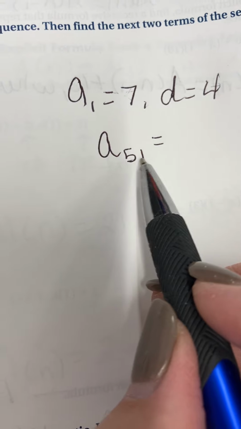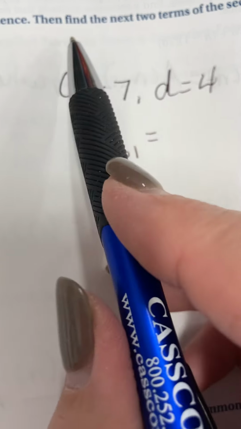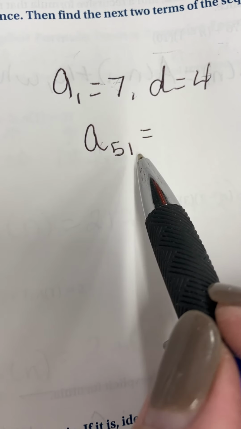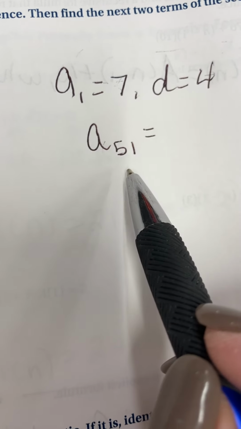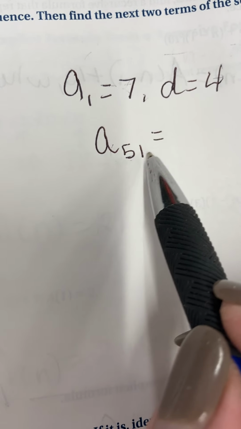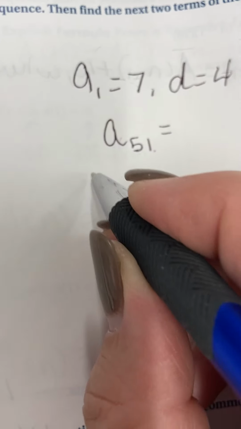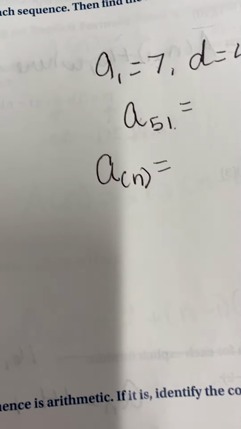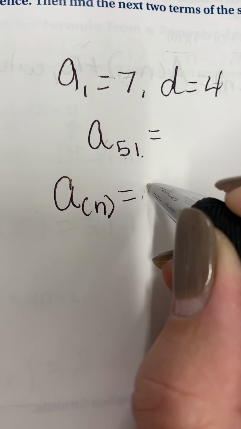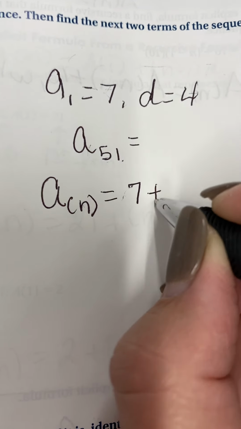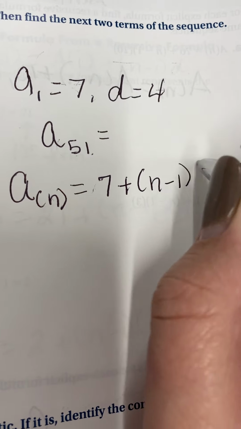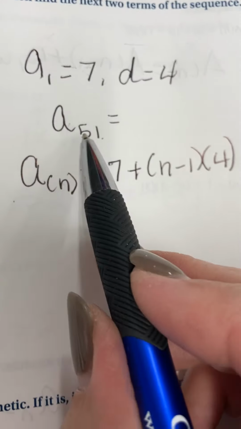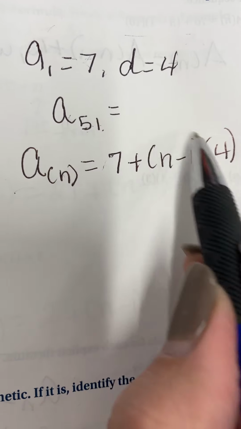That means I need to find the 51st one. Now, I don't know about you, but I'm not going to write a 7 and keep adding 4 until I get to the 51st term. That's a little tedious. So what I'm going to do is write my explicit formula first, and use it to find my 51st term. You have to write it anyway, so make sure you put an n here because it's just the generic formula. The first term goes next, which is 7, plus n minus 1 times your common difference. All right, so here's my explicit. To find the 51st term, you're going to use this.